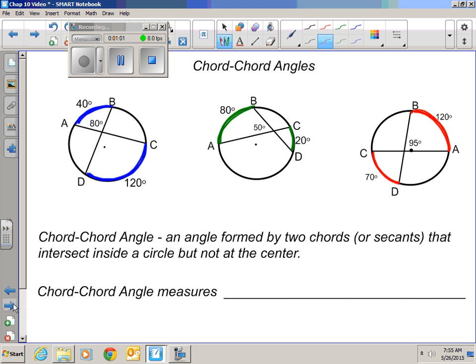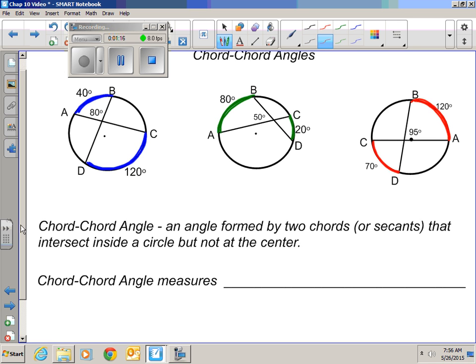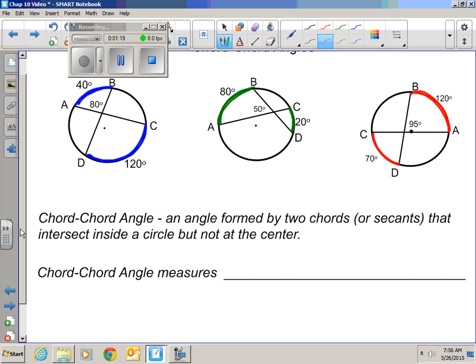Let's talk about another type of angle whose vertex is inside the circle. That is the chord angle. Chord angles are equal to the average of the measures of the arcs. Let's call this arc X and this arc Y. The measure of the chord angle is the average of those arcs. So our formula is X plus Y divided by 2.